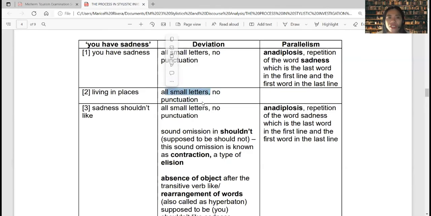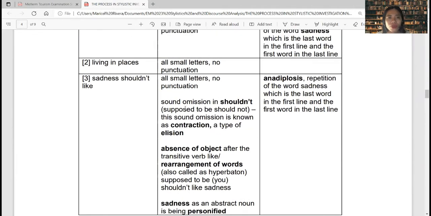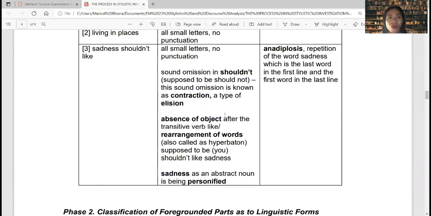Number 2, the same problem, no deviation. It's just all the same, all small letters, no punctuation, and here also. And there is also something in the sound because there is a contraction going on and there is a deletion of the sound. So in that case, that is actually an example of phonological deviation. This sound omission is known as contraction. It is a type of elision, okay? And there is an absence of object after the transitive verb like.